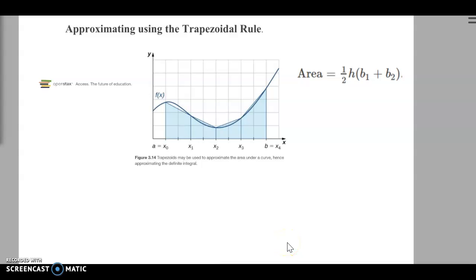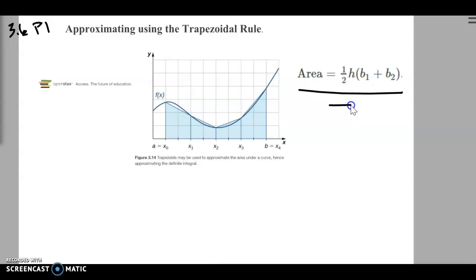All right, the second method that we are going to talk about, this again is section 3.6, part 1. The second part we are going to look at is approximating using the trapezoidal rule. If you remember back when we talked about trapezoids, the equation for the area of a trapezoid is 1/2 times the height times base sub 1 plus base sub 2.